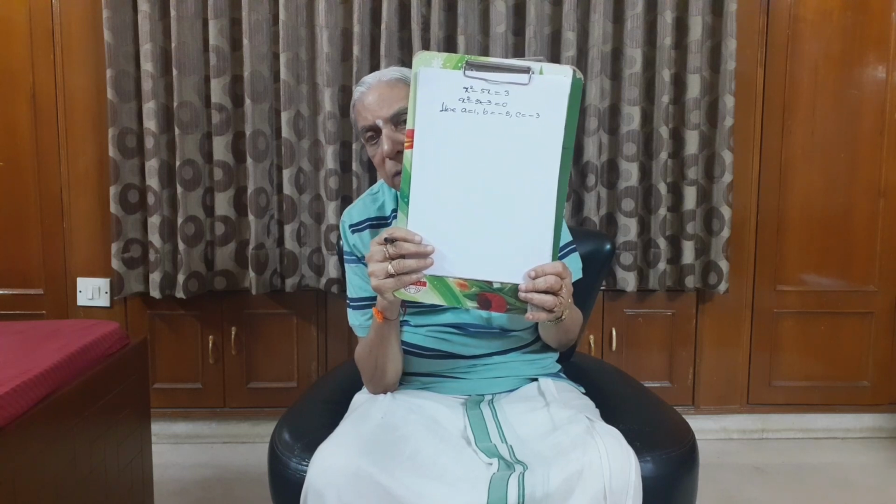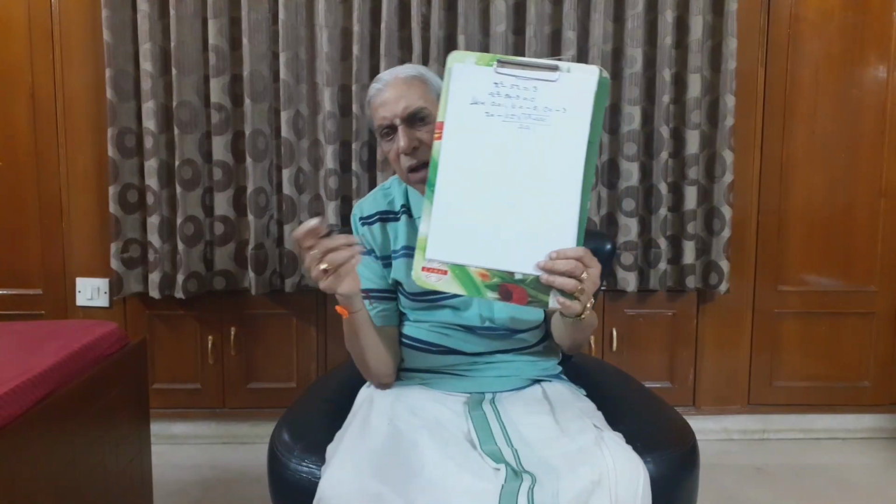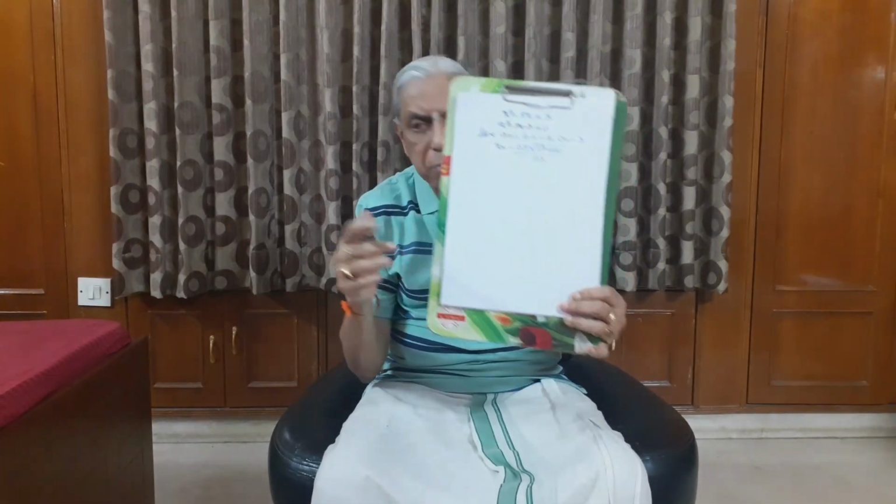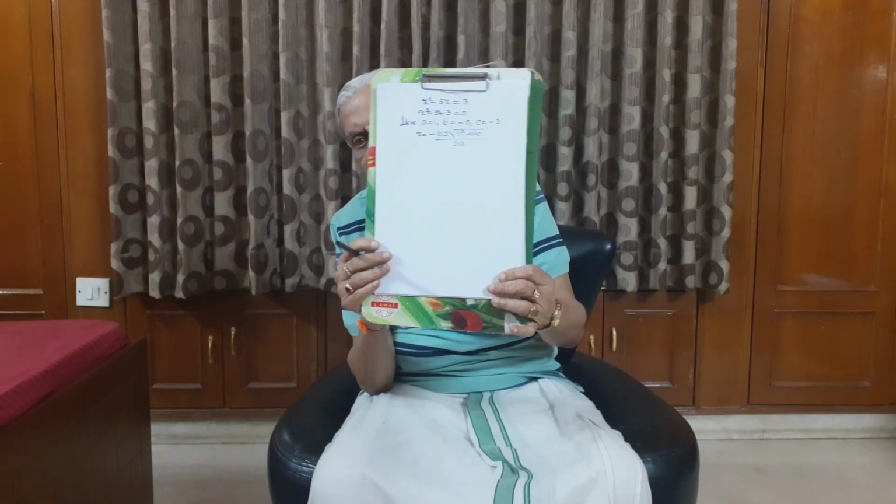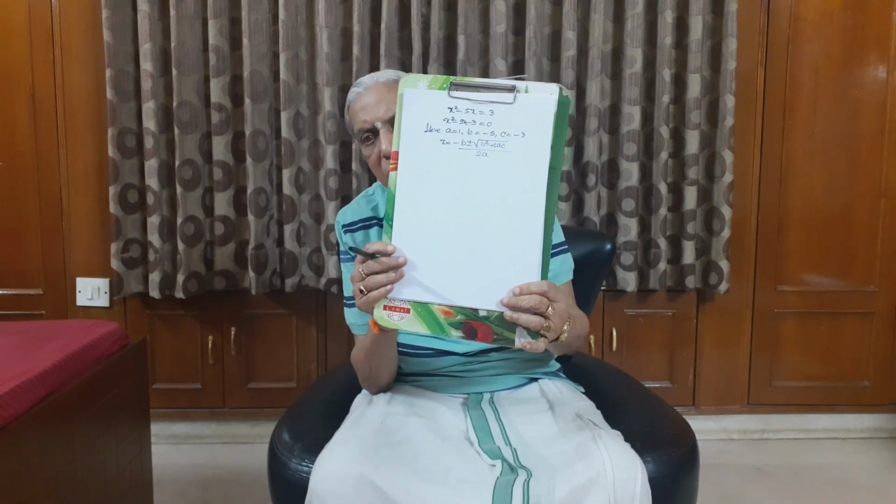Then, what is the next step? You have to apply the formula. What is the formula? X is equal to minus b plus or minus square root of b squared minus 4ac, whole divided by what? 2a. Minus b plus or minus square root of b squared minus 4ac divided by 2a. Apply for a, b and c and finish it.